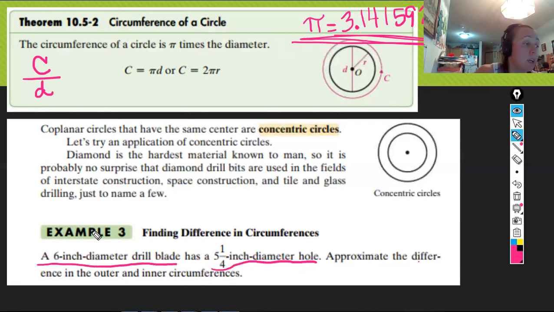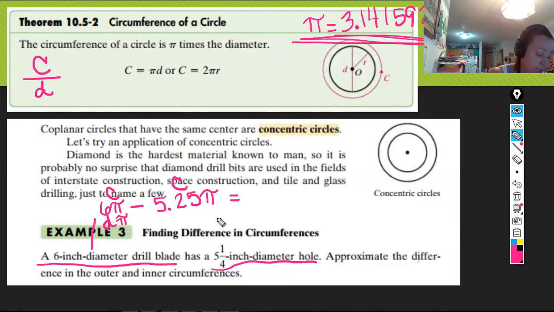That's all it means. So for this circumference, we're going to take 6 times pi minus 5.25 pi. Those are the two circumferences, pi times diameter, or diameter times pi, whatever. And you might be saying, well, Jen, can't I just subtract them? Yes, you can. You can go 6 minus 5.25 and you'll get 0.75 pi. That would be your exact answer.